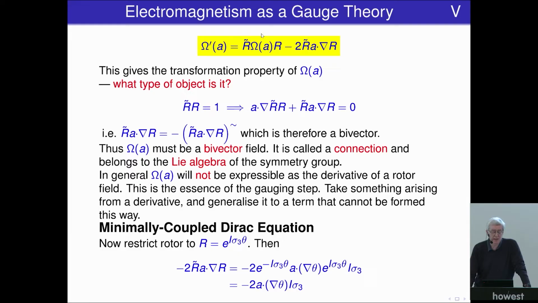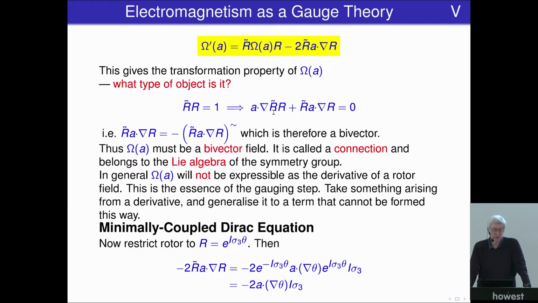So this bit here is going to be of exactly the same form as the original omega, so it's just a rotated version. It's this new bit here which tells us what type of object we've got. And we can find out by differentiating R reverse R equals 1. Let's differentiate that with A dot grad.